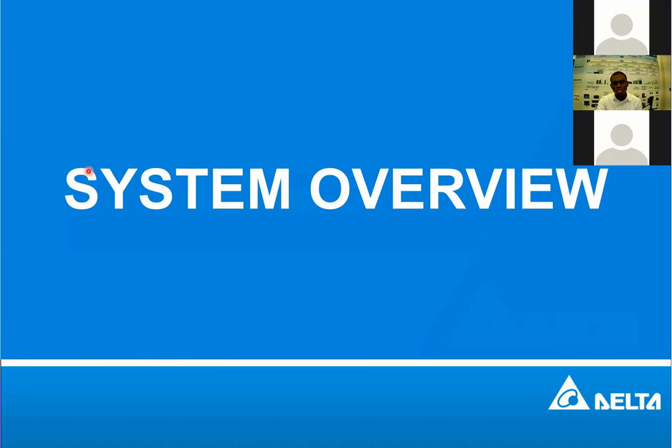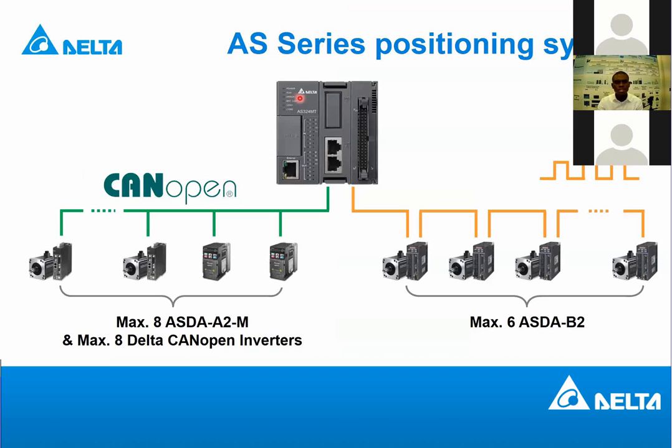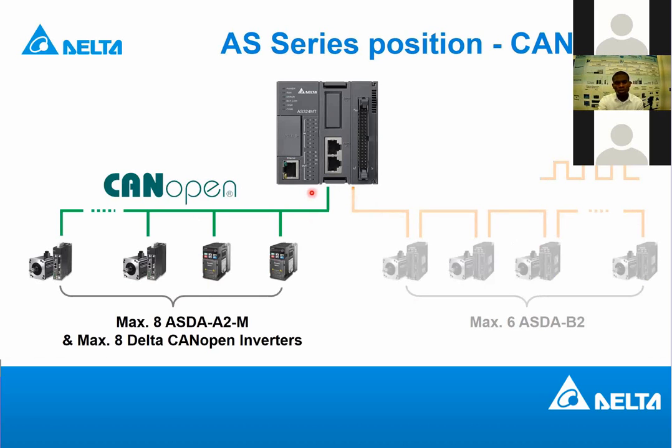Let's look at the system configuration. Like I told you, the AS PLC is a perfect choice for machine automation. With the AS PLC, you can realize your motion needs using pulse train. I suppose you can see my pointer. I'm using a USB pointer, hopefully it goes through the Zoom platform. You can use pulse train to control your drive for your motion application, and you can also use CANopen. When you use CANopen you have more flexibility, because CANopen can control more slaves and drives compared to pulse train. But in this training, we are going to focus on CANopen.